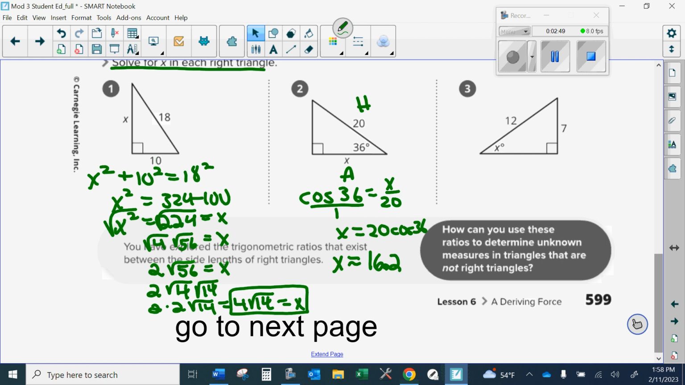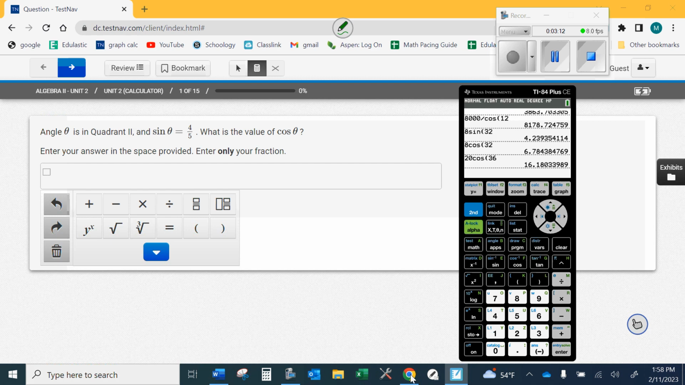And here we have opposite over hypotenuse, which is sine. The sine of x equals opposite over hypotenuse. In order to get rid of sine, I need to do inverse sine to both sides, and that cancels out the sine. And so now I do inverse sine of 7/12. That's the exact answer. Again, we're going to practice rounding. So inverse sine of 7 divided by 12, parentheses, 35.7 degrees.